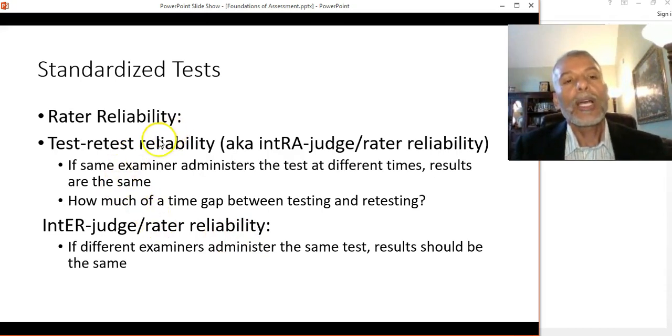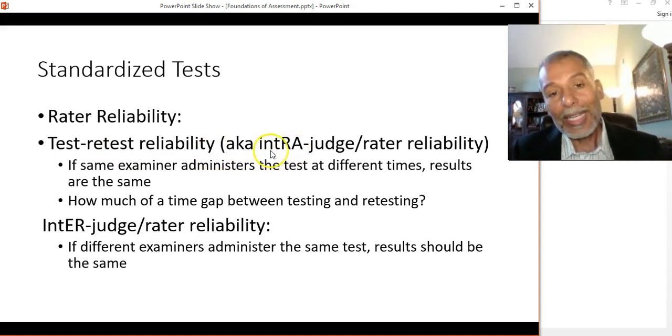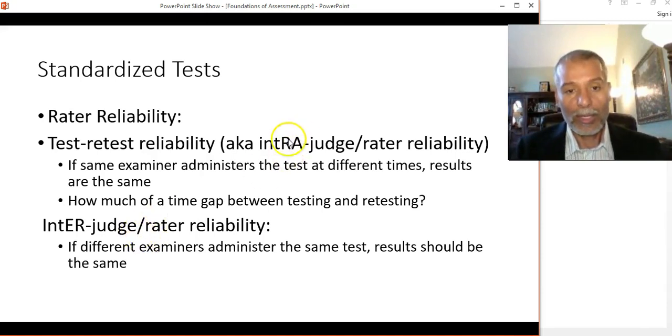So rate of reliability, again, it depends on you. What if you yourself test the person and retest the person? You should get the same results. And here, this is my emphasis, so that you differentiate between intra and inter reliability. It is for me to highlight this so that you know the difference between these two.